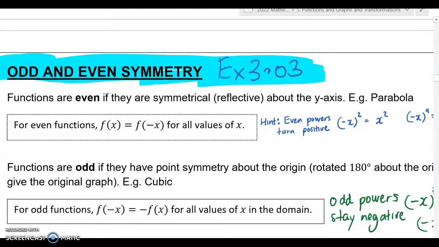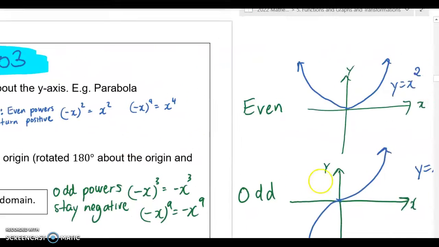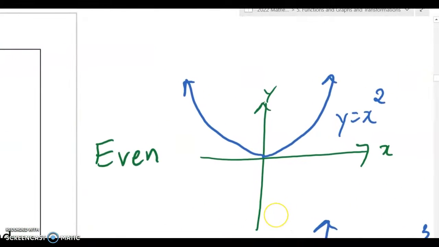Functions are even if they are symmetrical or reflective about the y-axis. And a parabola is an excellent example of an even function. We have a look at the parabola here, y equals x squared. We would say that it is symmetrical about the y-axis. If it was on paper and I folded it along that y-axis, this side would match on top of this side exactly. So we call that symmetrical, and that's an example of an even function.